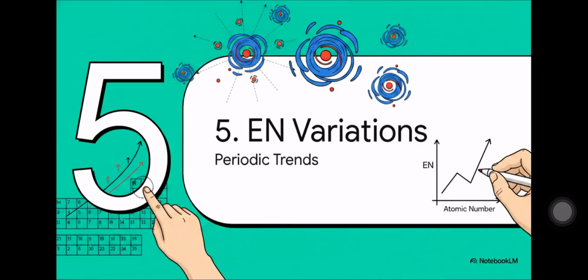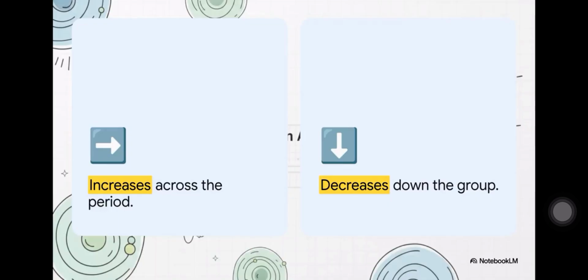Finally, Section 5, Electronegativity Variations. Notice the beautiful structural repetition here. Just like electron affinity, electronegativity increases as you move across a period from left to right. Again, this is because of the increased nuclear charge and the smaller atomic size pulling tightly on those shared electrons. And similarly, it decreases as you move down a group.